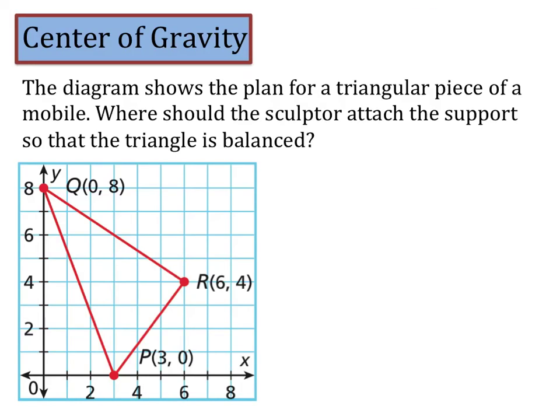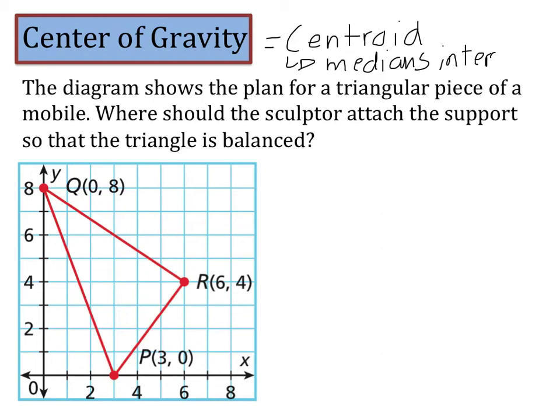Here we have a diagram that shows the plans for a triangular piece of mobile. Now the sculptor wants to attach the support of that mobile so that it's balanced. So we have to figure out how to balance this mobile. The whole idea is to figure out what the center of gravity is, which we know as the centroid. So we're finding the centroid. Now we know the centroid is where all the medians intersect. We know a median is a segment that goes from a vertex to the midpoint of the other side.